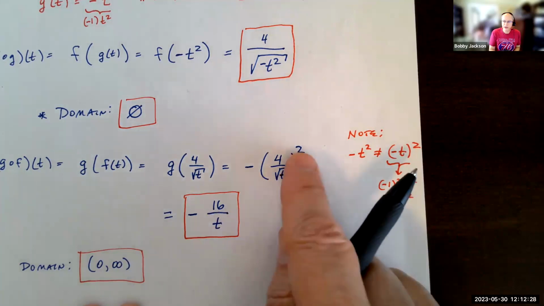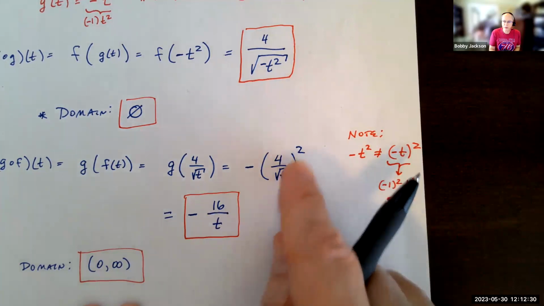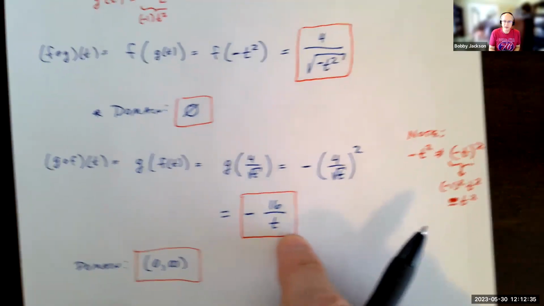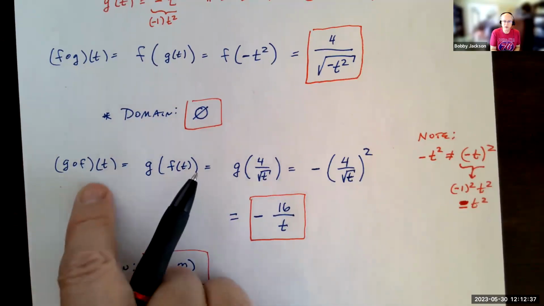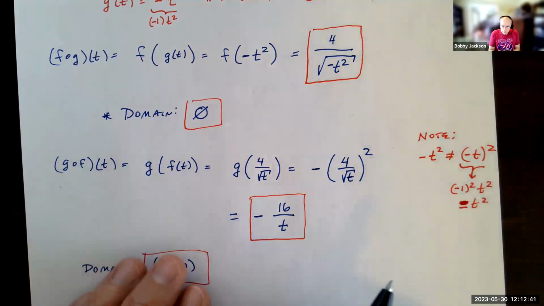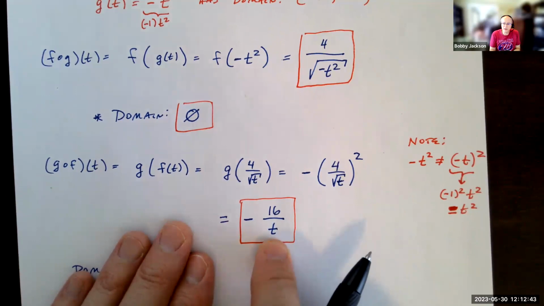And what is the square root of t squared? Well, the square root of t squared is just t. And so here's my nice expression for my composition function g circle f of t. Now, what's the domain for this function? If you just looked at this by itself, you'd say, well, I can plug anything in except for 0.